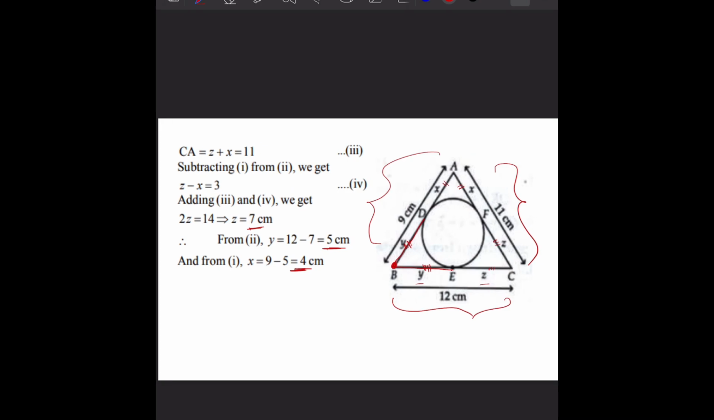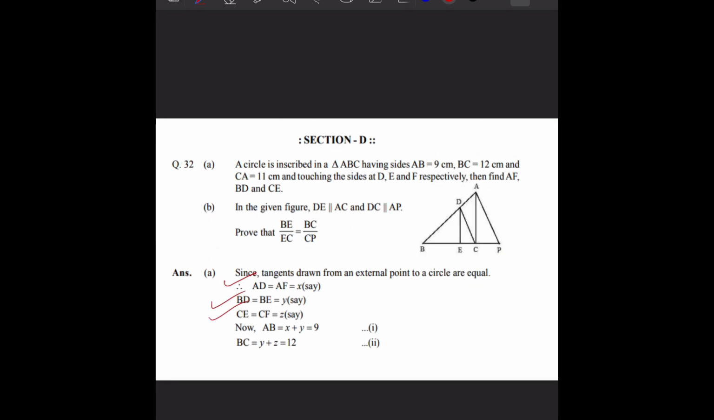So what do we need to find out? We need to find out AF. What is AF? AF is x. BD is y. What is CE? CE will be z. We got the values of x, y, z.